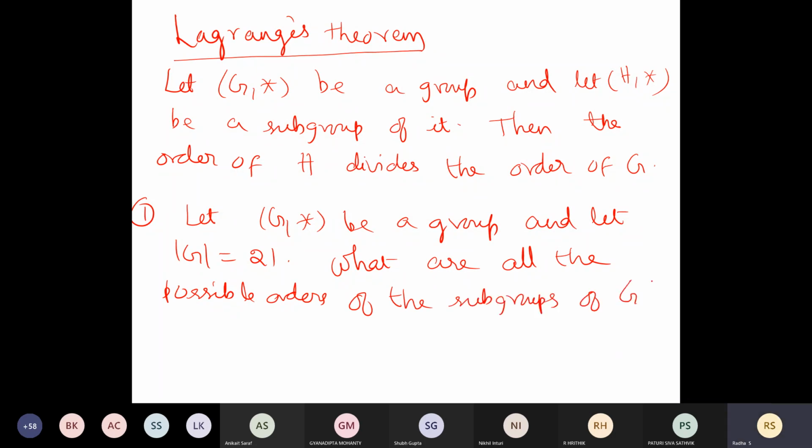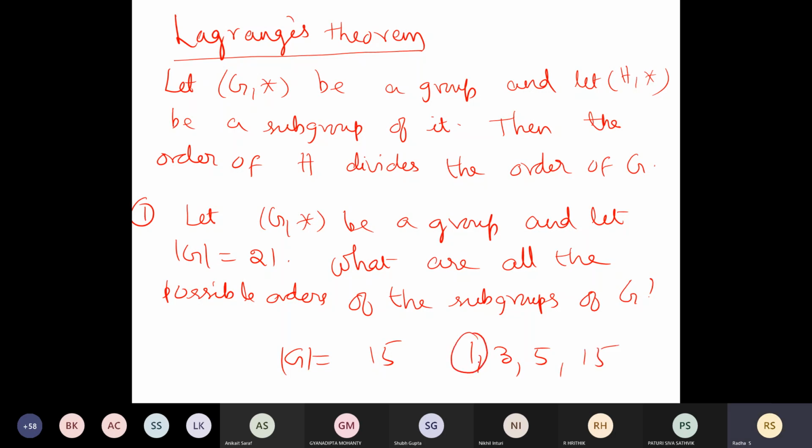Only I'm saying possible. What are all the possible? I cannot say the converse of Lagrange's theorem is true always. What should be the converse? For every divisor of the order of G, suppose the order of G is maybe 15. What are all the divisors of 15? 1, 3, 5, 15.